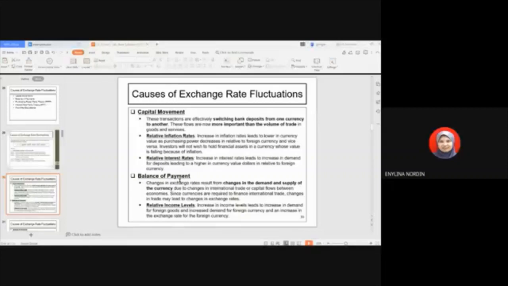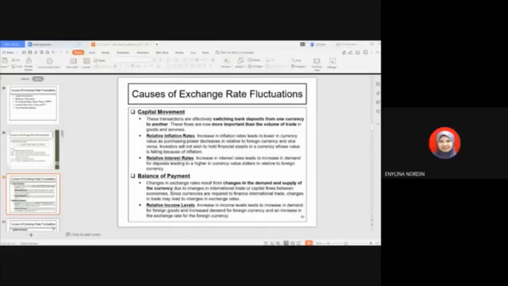So what happens if the current account is in deficit, and also surplus? If there is a deficit in the current account, where import is more than export, it will cause depreciation of the currency. If there is a surplus in the current account, where export is more than import, it will cause appreciation in its currency.